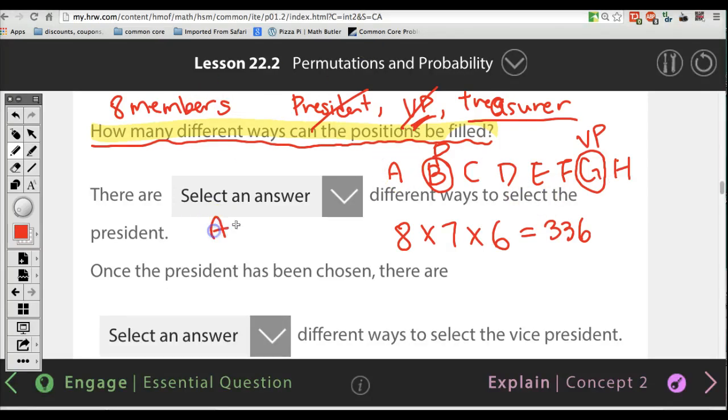It could be A, B, C, the president, vice president, treasurer. It could be A, B, D, A, B, E, A, B, F, A, B, G, and A, B, H. Now you can see just with the president and the vice president being A for Aguilar and B for Banuelos, we still have many different options. 1, 2, 3, 4, 5, 6 options that we have for the treasurer, right?